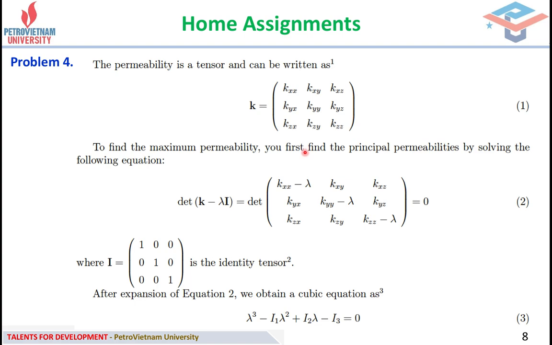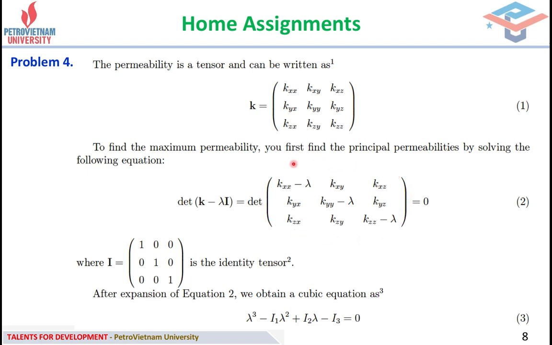For the first problem, this is a little bit new to some of you. If you have taken the course in fluid flow in porous media, you should be able to grasp this concept quickly. But briefly, the permeability is a tensor, and it can be written in this form. And to find the maximum permeability or the minimum permeability, you can just solve this eigenvalue problem.